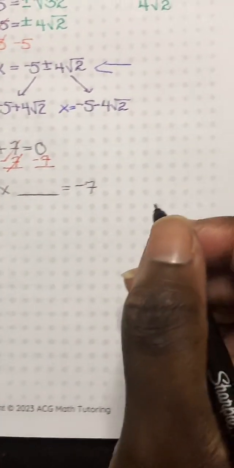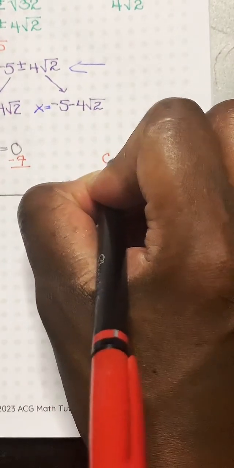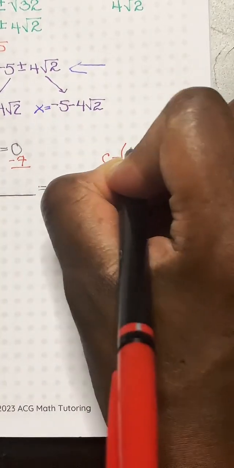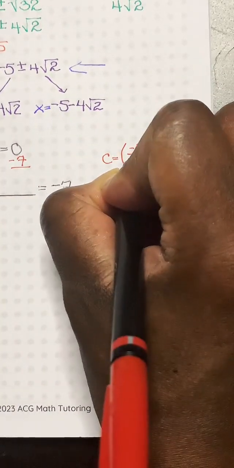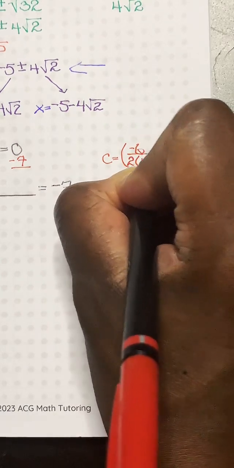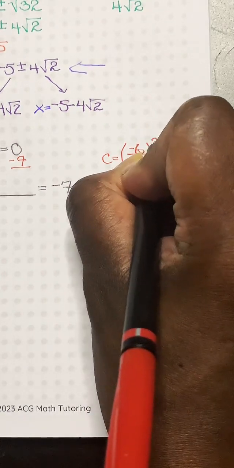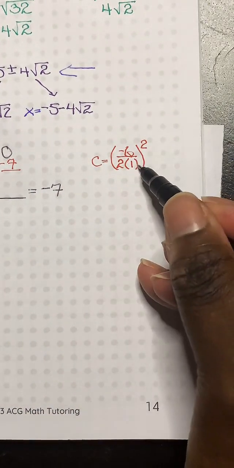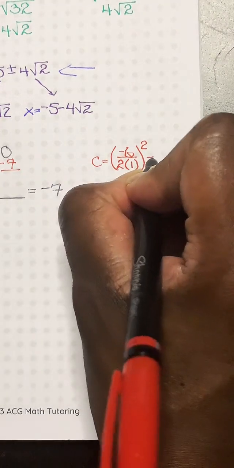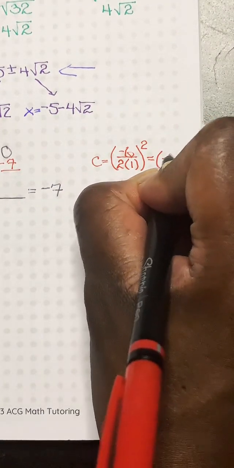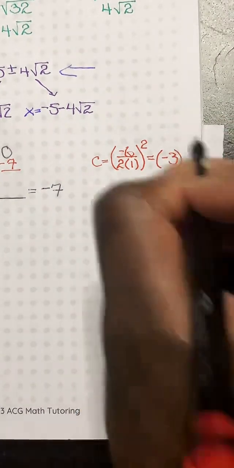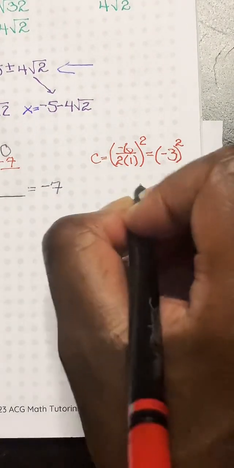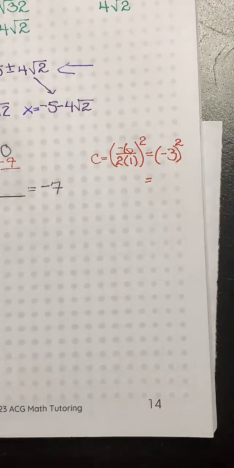So we're going to find our C. Our B is -6, and then it's 2 times our A, which is 1. And we're going to square it. So -6 divided by 2 gives me a -3. That's going to help us out a little bit later. But we want to square it. So -3 squared gives me what?